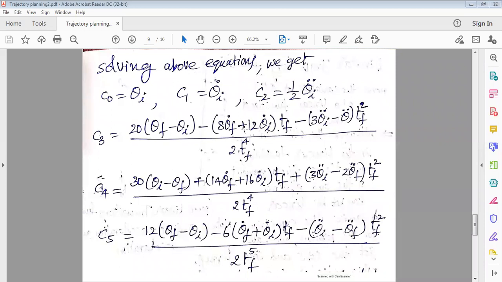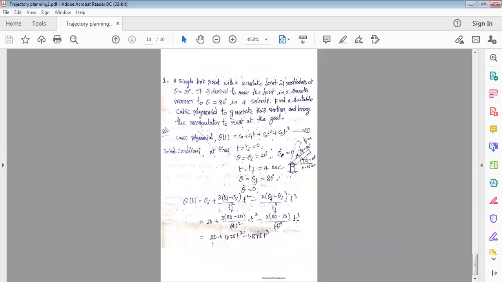Next, let us do some simple numerical problem. With this I will conclude the lecture. So let us take a problem.